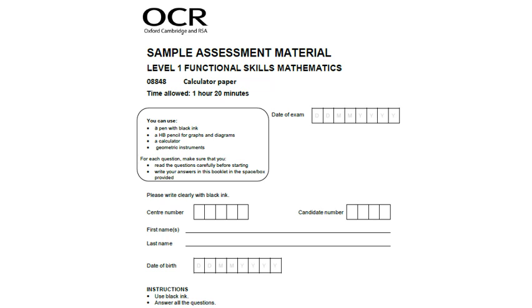Okay, looking at the OCR sample paper level 1, we're looking at the calculator paper, 1 hour 20. Really pay attention to the timing. Timing is a problem. You're going to run out of time. OCR is saying you've got to use black ink. I prefer blue. Do your marking in red or green. Okay, start the clock.